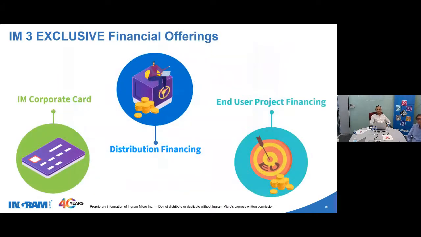Next, I would like to quickly do a recap on our financial offerings, just in case some of my brothers and sisters here missed out on the second webinar. During the MCO and CMCO, we also put in our hearts to tailor 3 financial packages to help our beloved resellers pull through this period of time. One of them is the corporate card, another is distribution financing, and the last one is end user project financing.